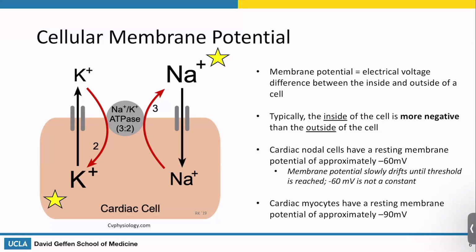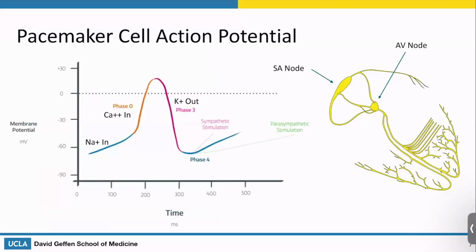Knowing that, also mentioning here that our nodal cells are going to be at a resting membrane potential that fluctuates, but it is going to be around negative 60 millivolts. So the nodal cells, negative 60 millivolts for resting membrane potential, and our cardiac myocytes, the contractile cells, negative 90 millivolts. So let's talk about the pacemaker cell, or the nodal cell's action potential, so how it begins.